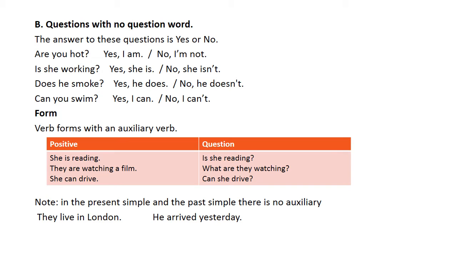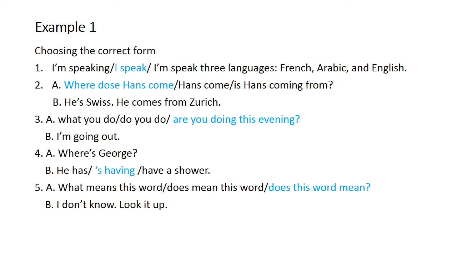Note, in the present simple and the past simple, there is no auxiliary verb. That means with the present simple and past simple, we don't use an auxiliary verb. Like in these sentences: they live in London. He arrived yesterday. We can't see any auxiliary verb in these two sentences.